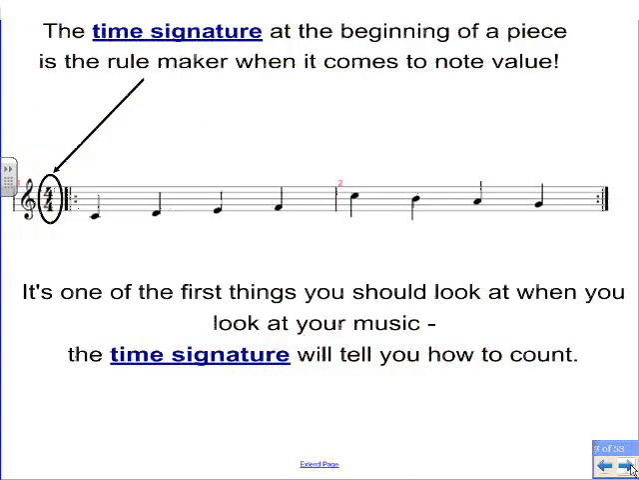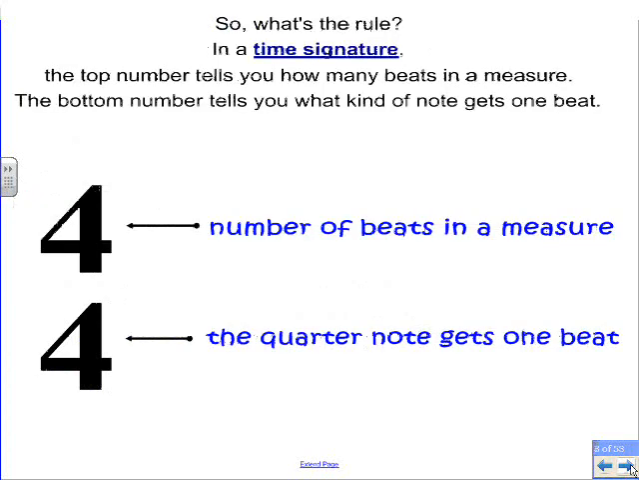The time signature at the beginning of a piece is the rule maker when it comes to note value. It's one of the first things you should look at when you look at your music. The time signature will tell you how to count. So what's the rule? In a time signature, the top number tells you how many beats are in a measure. The bottom number tells you what kind of note gets 1 beat.